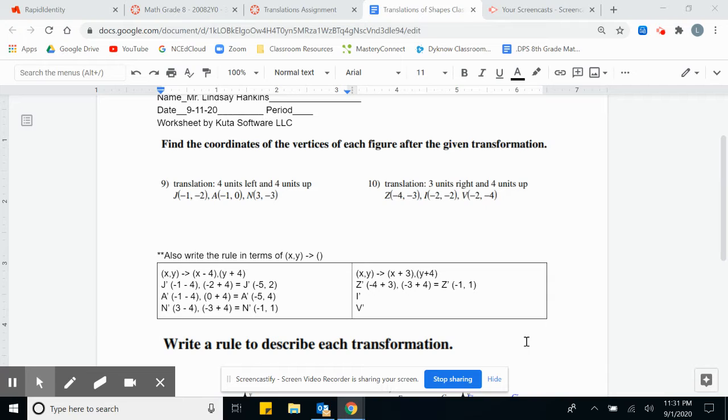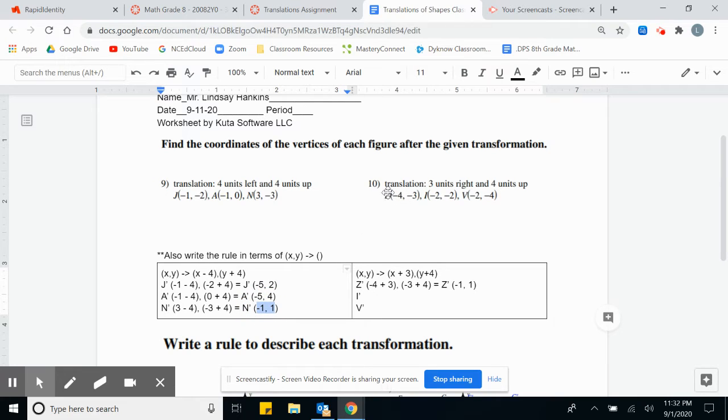Okay, so as you see, I went ahead and completed the rest of Objective 9 for you. So for those that tried it by yourself, be sure to look at this. These values right here, J prime, A prime, and N prime are your prime notations. Be sure to look. These are your prime notations, so you can look for these for review.